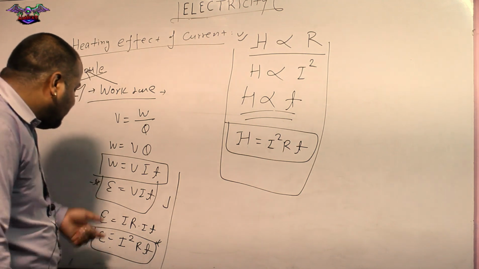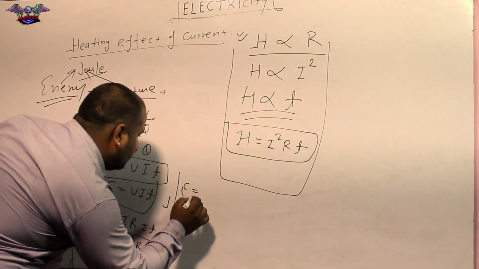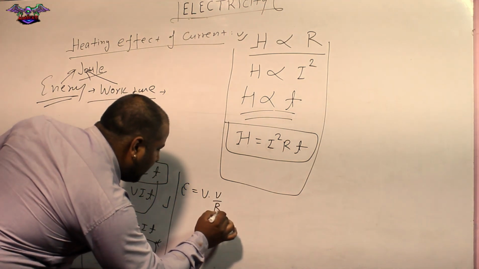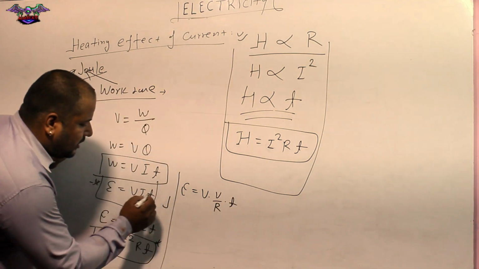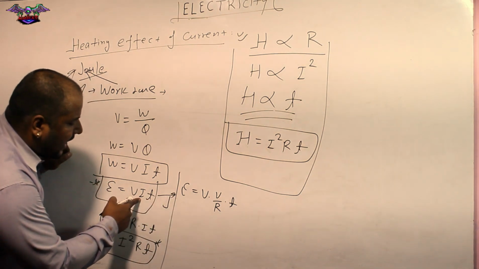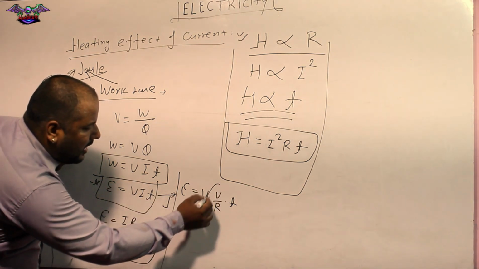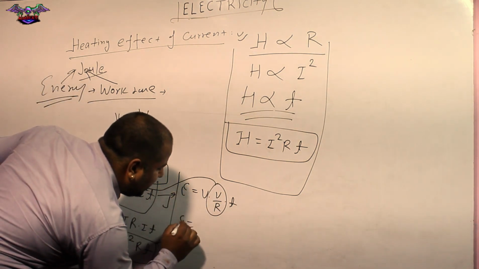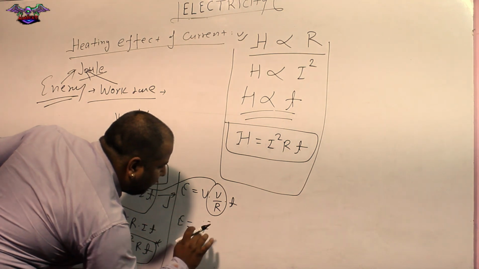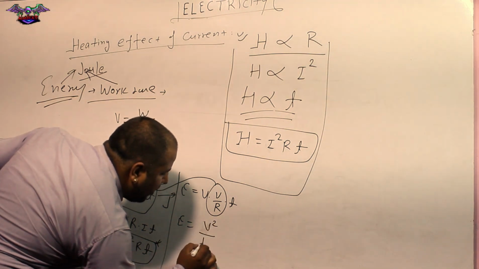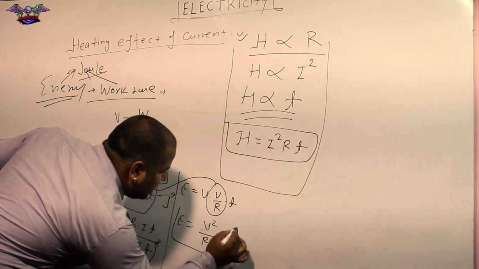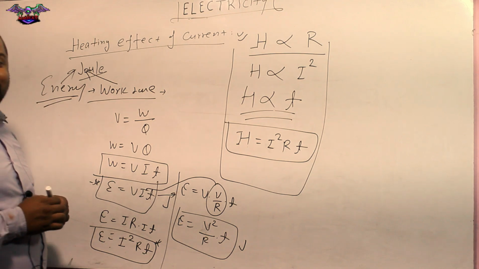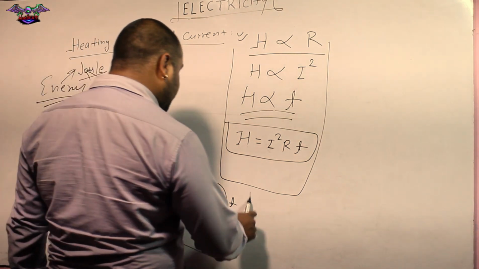Now we can get another formula also. E equal to V into I into T, and I equal to V upon R. So from this, it will be energy equal to V squared upon R into T. This much joule. Got it? So you got the energy formulas.